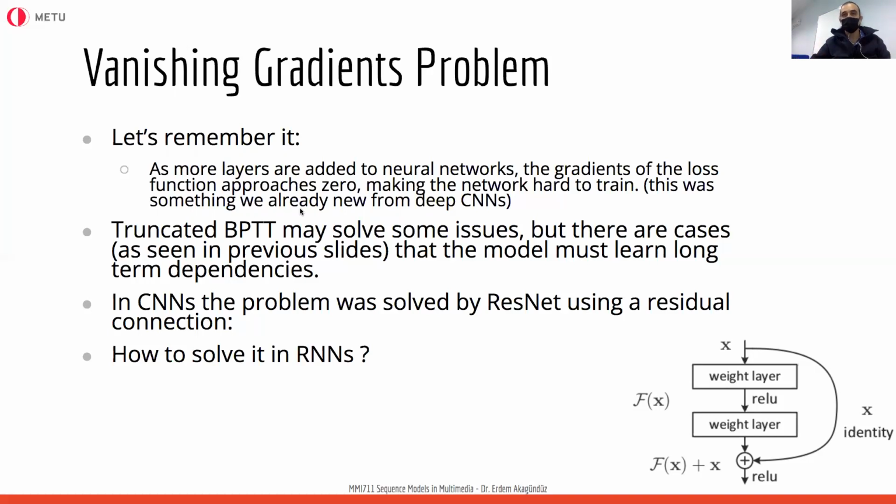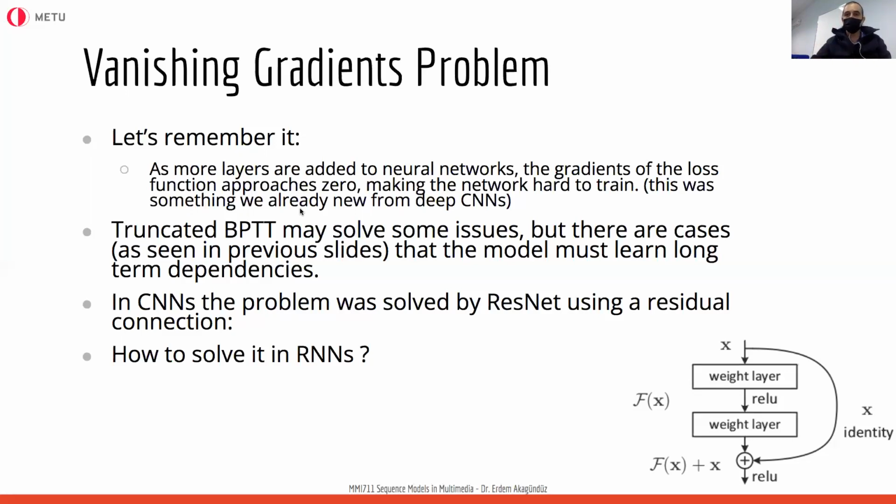This was something we already know about deep CNNs. I mean, the fact that as networks got deeper, they became harder to train was a fact we have already seen about CNNs or deep neural networks. If you have taken an introductory course, I'm sure you have covered this. The fact that deep neural networks were harder to train was an important problem in the deep neural network society, which was solved like 5 years ago. I'm going to get to that.